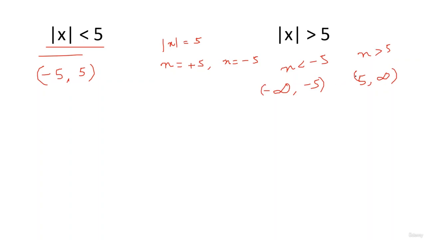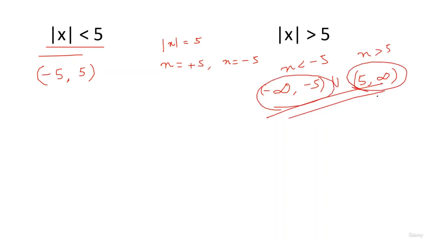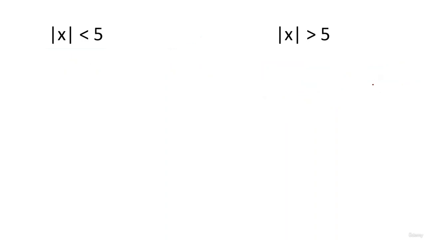Okay, so you want both of these, this and this both, so we put a union. -infinity to -5, union 5 to infinity. That means we need both the regions. Okay, let's go on to the next question, guys.